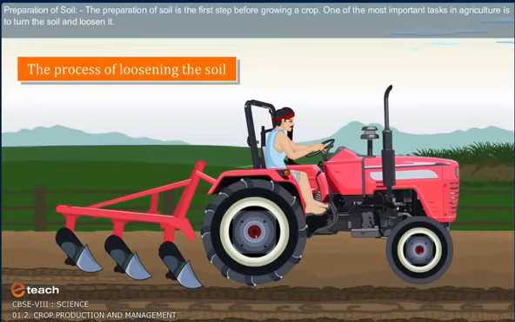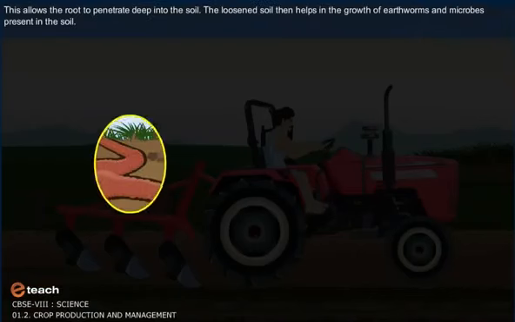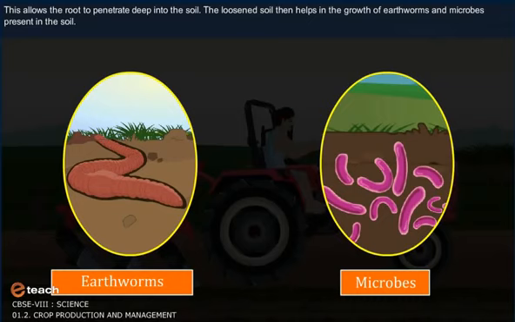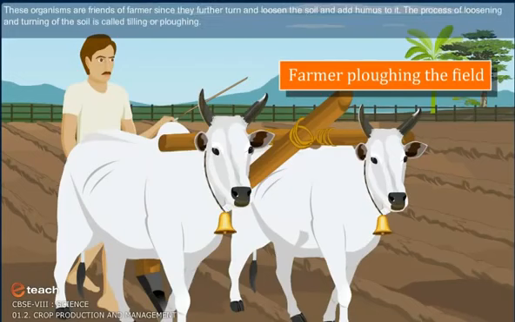Preparation of soil. The preparation of soil is the first step before growing a crop. One of the most important tasks in agriculture is to turn the soil and loosen it. This allows the roots to penetrate deep into the soil. The loosened soil helps in the growth of earthworms and microbes present in the soil. These organisms are friends of the farmer, since they further turn and loosen the soil and add humus to it.